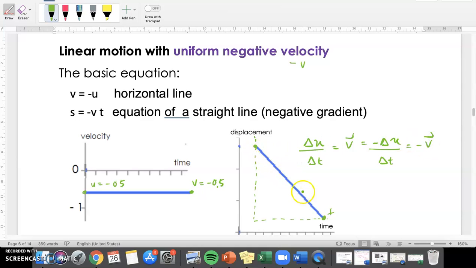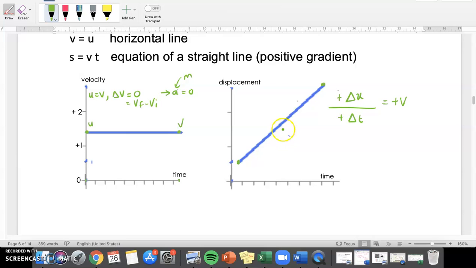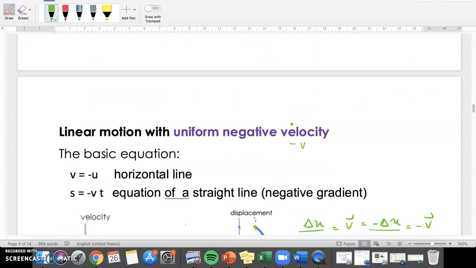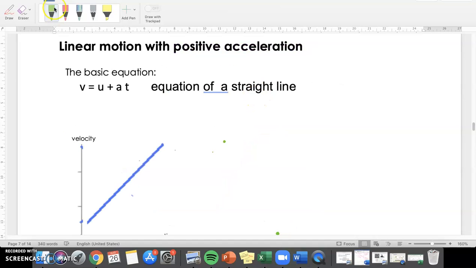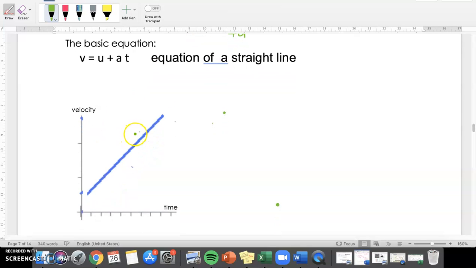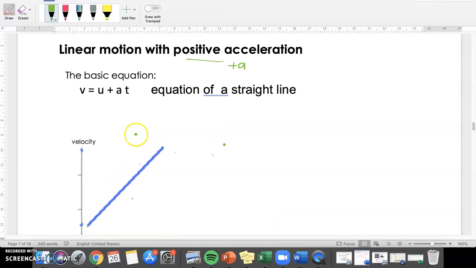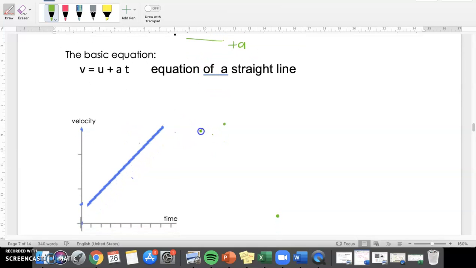So a negative gradient looks like this, it goes down. And a positive gradient looks like this, it goes up. Positive gradient, negative gradient. Okay, let's go back to this one now. So we have linear motion with positive acceleration, which is a, and we are taking a look at a velocity time graph. If I have positive acceleration, this means that my gradient for this velocity time graph is positive because it's an a, right? a is the gradient for a velocity time graph. Okay, so it's going up, so that's right, the gradient is positive.